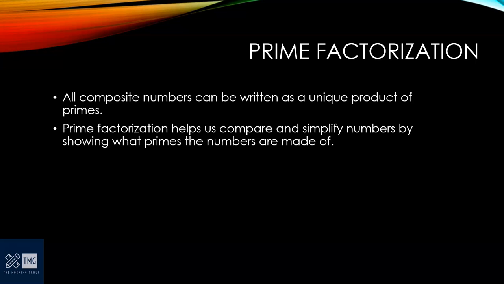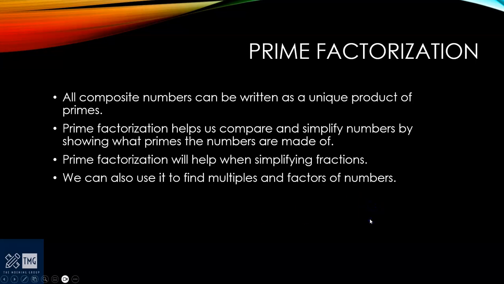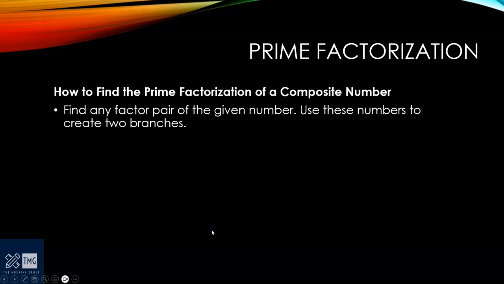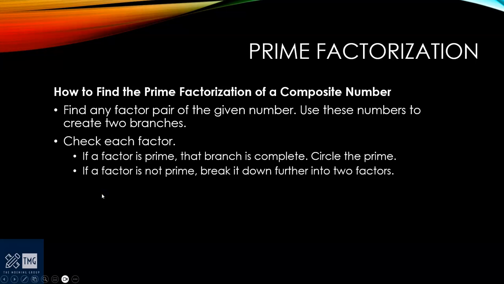We can use that prime factorization to simplify fractions, to find different multiples and common factors between numbers, really for a lot of different things. So how do we do it? Well, to find the prime factorization, we are going to start with any factor pair of the given number. There's almost always more than one way to start. So just start with two branches with the factor pair.